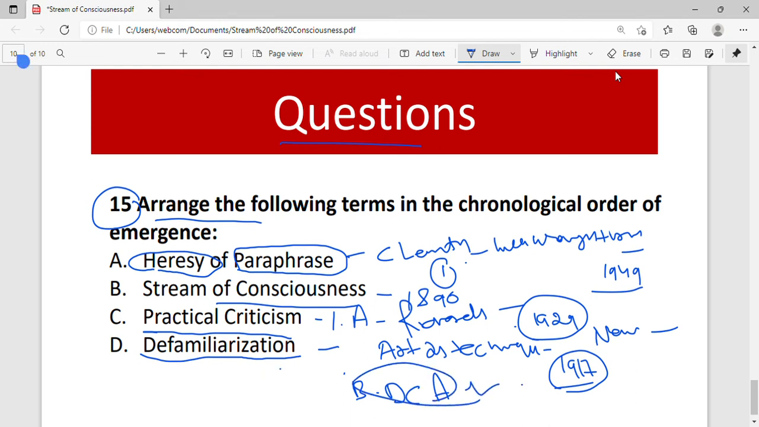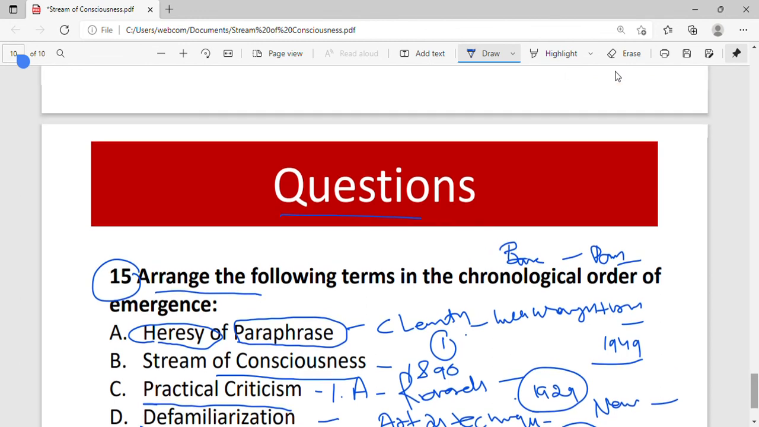All right, so defamiliarization is about the power of language, that you can give even the ordinary or the familiar things a different touch. You can represent them in a different way. For example, we have the same language, but what makes it prose or what makes it a poem? We use the language in a different way, and this is the power of language, right? So these were the three questions which were asked directly from stream of consciousness.